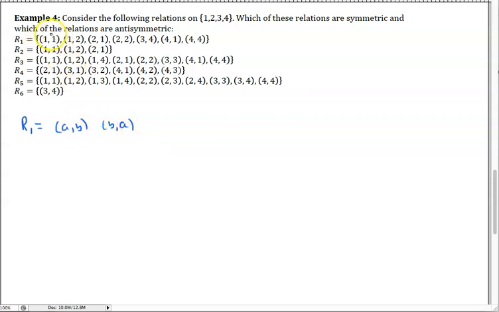You kind of ignore the doubles, because if a double is in there, then its inverse is already in there. You need to look at the cases where a is not equal to b. So (1, 2) is in there and (2, 1) is in there, so they're paired up. That's great. (3, 4) is in there, but (4, 3) is not, so here's something that breaks the rule. And (4, 1) is in there, but (1, 4) is not. So this is not symmetric.